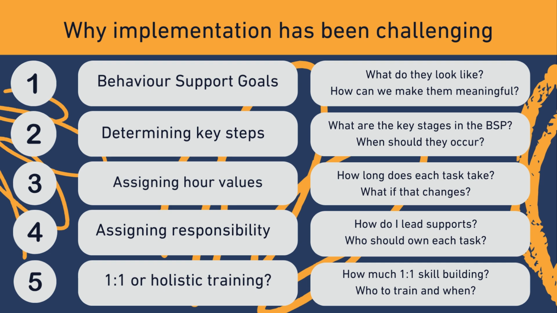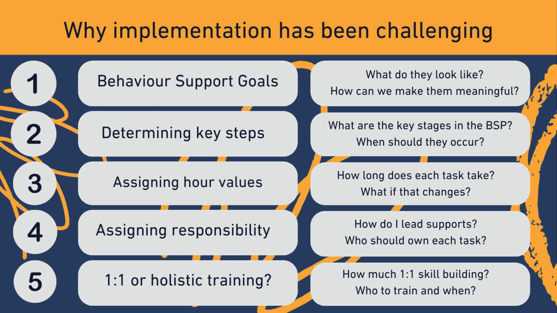The fourth question is about assigning responsibility, and many clinicians, particularly those in the early careers phase of PBS, feel that it is complex and confronting to lead supports in a care team and provide direction over their work. It's also very difficult to determine who should own each task in a care team, particularly in care teams that are either very, very small or very, very large. And the fifth barrier or challenge that clinicians often identify is how to create the balance between one-to-one support of the person and holistic training of the supports.